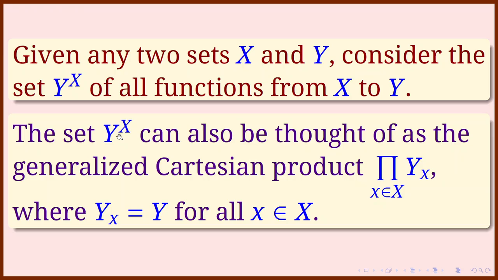The set Y to the power X can also be thought of as the generalized Cartesian product like this, where each Y_x is equal to Y. There are as many Y's here as there are points in the set X. Capital X is serving as an indexing set in this Cartesian product.